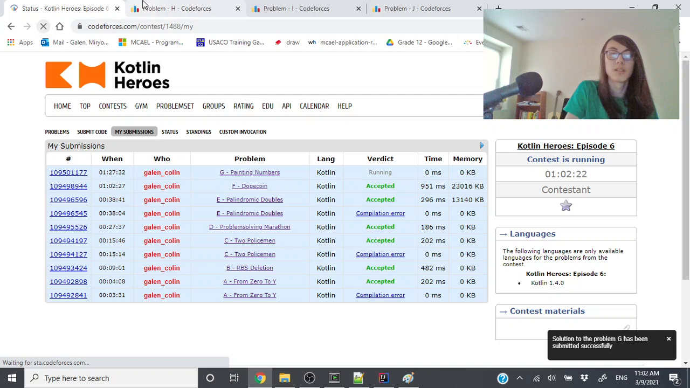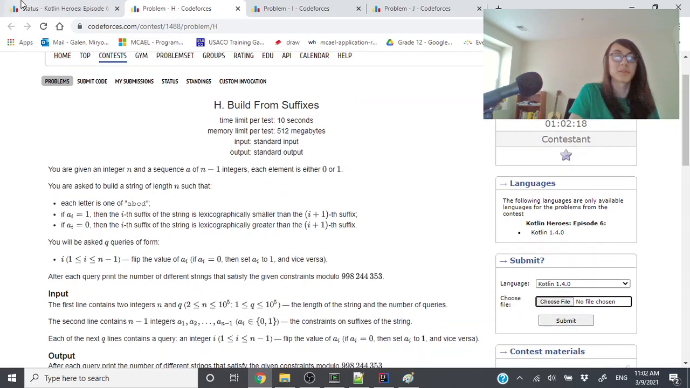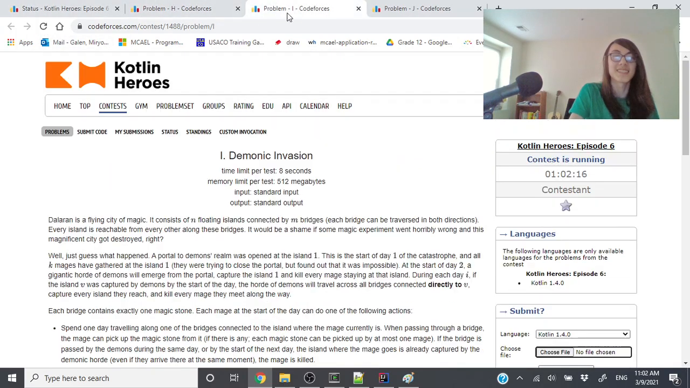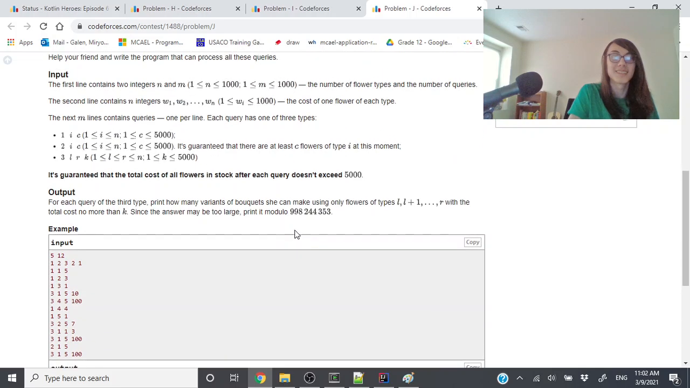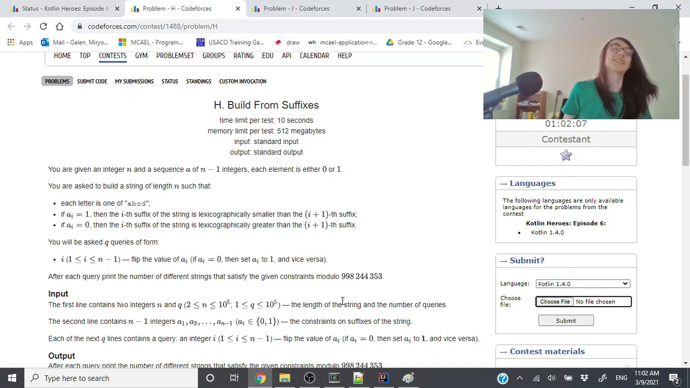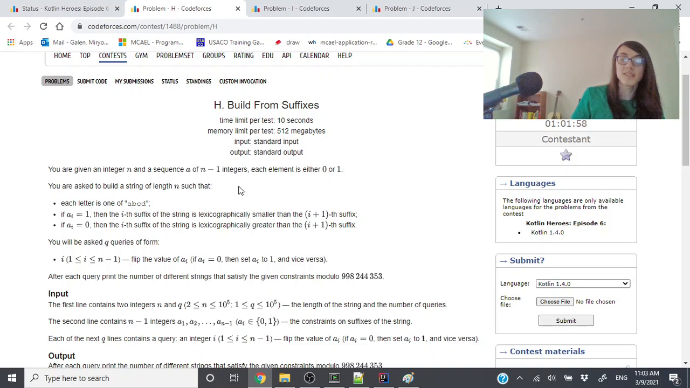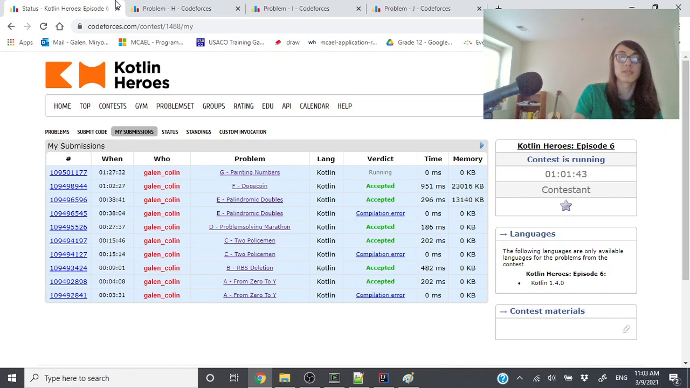Alright, so given an integer n and a sequence, it is a string problem. It has a 10-second time limit. All of these have high time limits now. My God. Okay. You're given an integer n and a sequence a of n-1 integers. Each element is either 0 or 1. You're asked to build a string. Each letter is one of 4 possible ones. If ai is 1, then the ith suffix of the string is lexicographically smaller than the i+1 suffix.